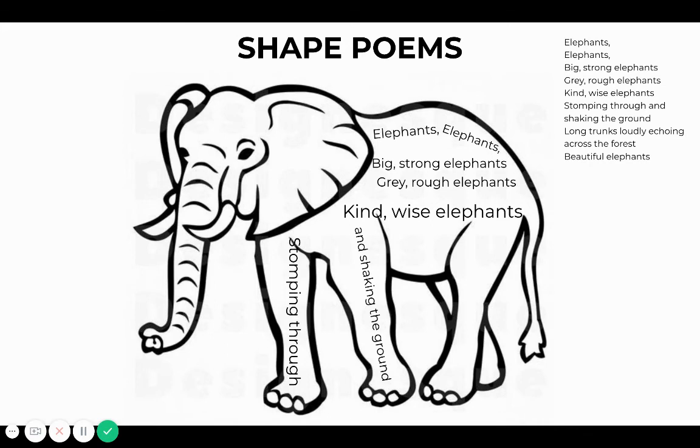The next line in the poem is about the trunk and the sounds that elephants make in the forest. So I actually took that line of the poem and I made it look like it was coming out of the elephant's trunk, like the line itself was the sounds echoing across the forest. And then the last line in the poem is beautiful elephants, and I just thought that the last leg there was a good space to fill it in.